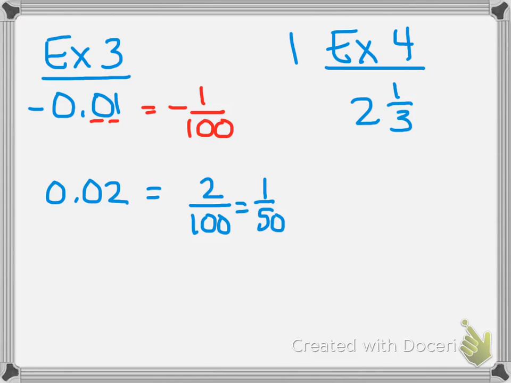Okay, example 4, 2 1/3. That's a mixed number, and we need to change it into an improper fraction. So you multiply 3 times 2 and add 1, and the answer that we'd get is 7/3.